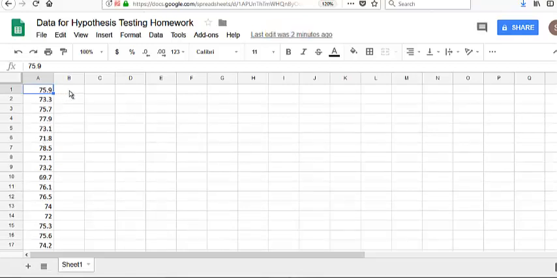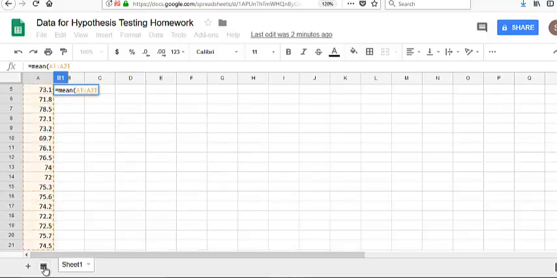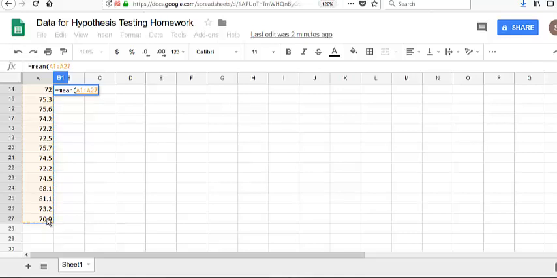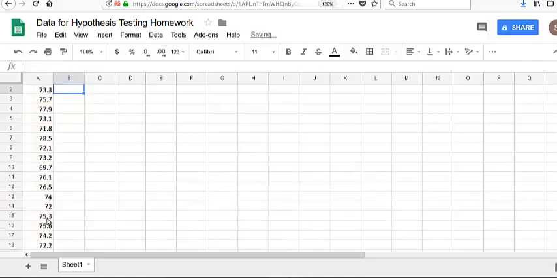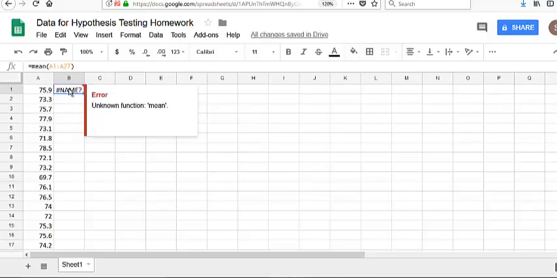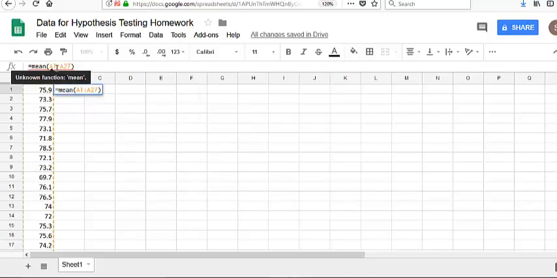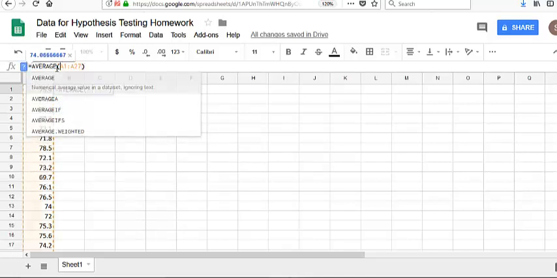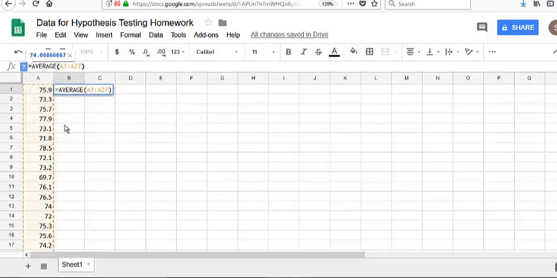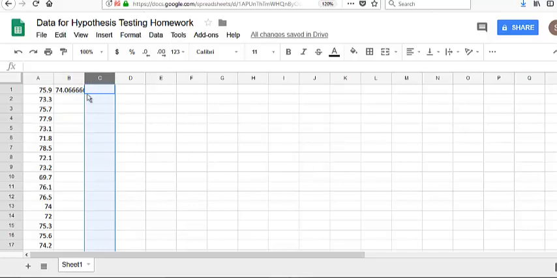I want to find the mean and the standard deviation of that information. So I'm going to type in this cell equals mean, left parenthesis, highlight the cells that have the data, put the right parenthesis, push enter. Oh, I keep doing that. It's supposed to be average. Enter. Let's try again. Okay, so the average is 74.06.